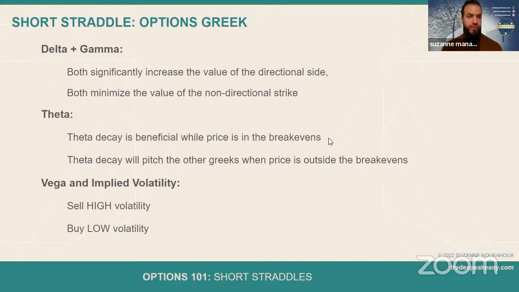So the options Greeks, delta and gamma, both significantly increase the value of the directional side. So that means if we enter the position and then all of a sudden price rockets up, well, now delta and gamma are really working against us because the call that we sold is just inflating in value. And so delta and gamma is going to kind of be a problem. We want those to really chill out once we sell.